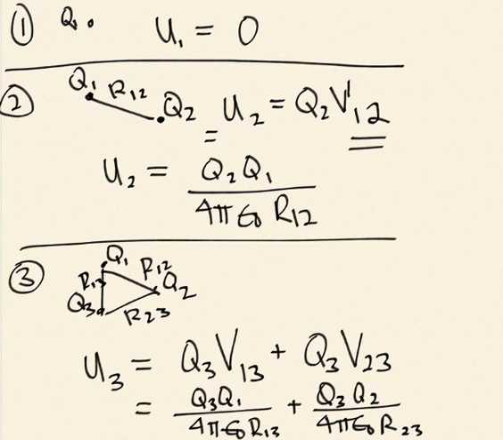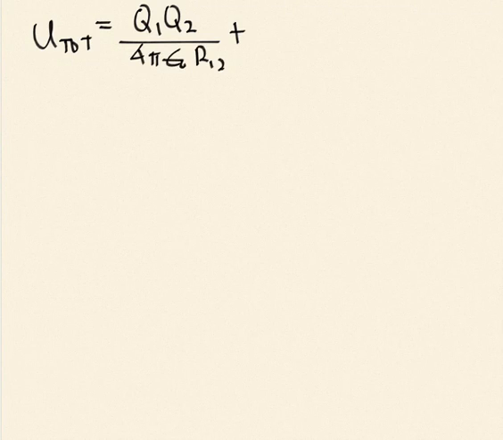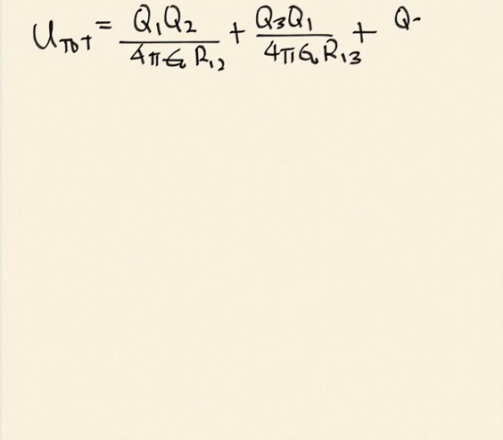Okay, now I'm done. I've assembled the charge, so we can add up now the total energy that I spent to do this, and that energy is just going to be Q1 Q2 over 4 pi epsilon naught R12. That's the energy I spent placing charge 2 with charge 1 already there. And then I have Q3 Q1 over 4 pi epsilon naught R13, and then plus Q3 Q2 over 4 pi epsilon naught R23.